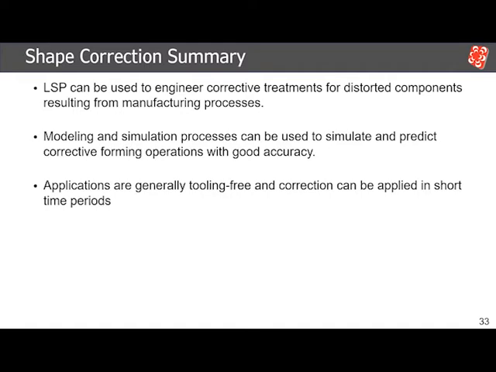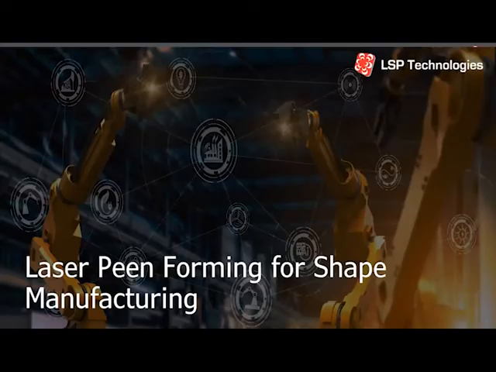So there is no special handling setups required in order to generate these corrective treatments. And this lets us do it in a quick time period and really at relatively low cost compared to other techniques. So the question coming out of this, right? Well, we can show how we can correct a profile. What does forming an actual product look like with laser peening? And that's where we get into laser peen forming for actual shape manufacturing.